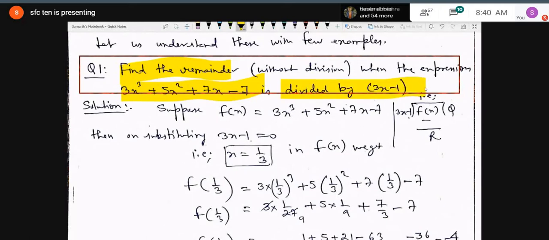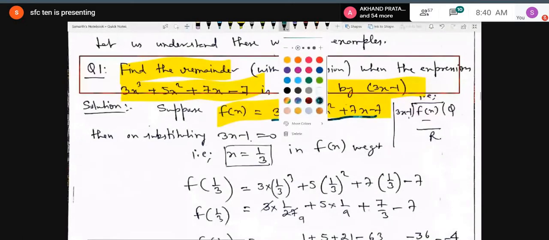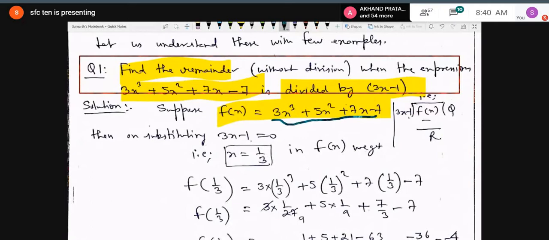we can find the remainder in this case easily. Now, because this is a polynomial in x, I have assumed this is a function of x. So suppose f(x) is equal to 3x cubed plus 5x square plus 7x minus 7. Because I'm dividing this rational integral function in x by 3x minus 1, I'm equating it equal to 0, that is x is equal to 1 upon 3. I am going to substitute this value in f(x), in the above function of x.